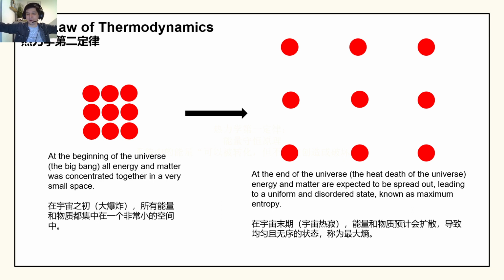Okay, so this is what the second law of thermodynamics is showing. At the beginning, it started off very, very concentrated. At the end, it will be very, very spread out and disordered, right? But we're just in the middle. There's some order, there's some concentrated energy, and we can capture it. We can capture the order, but over time, it tends to become disordered.